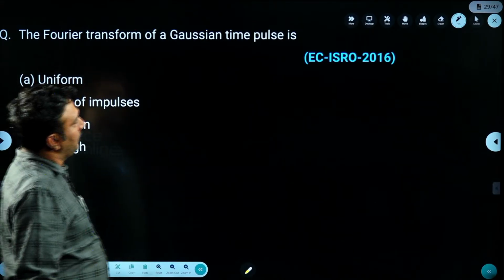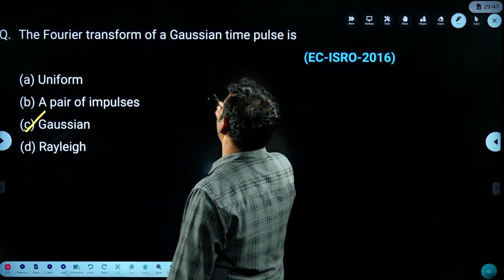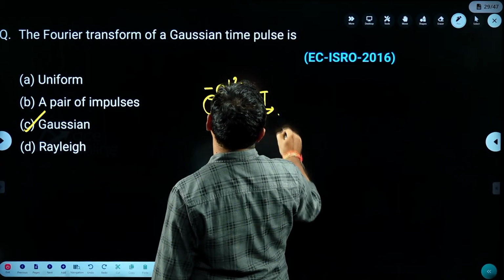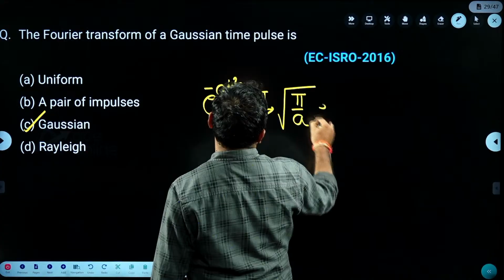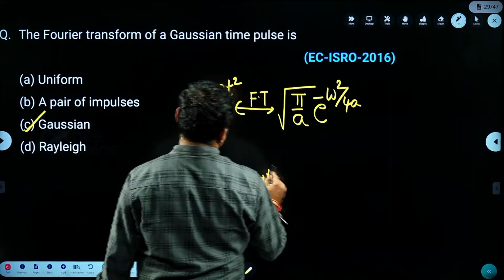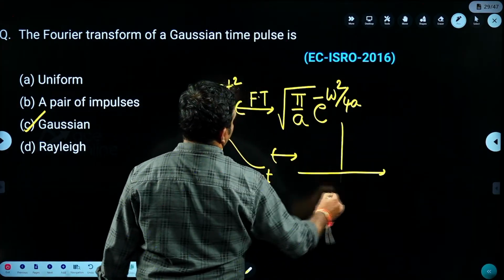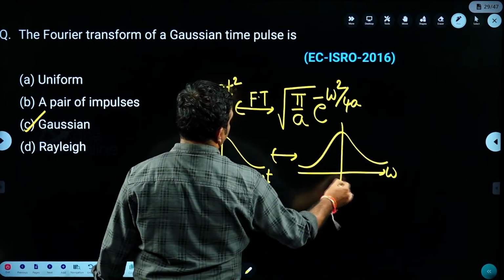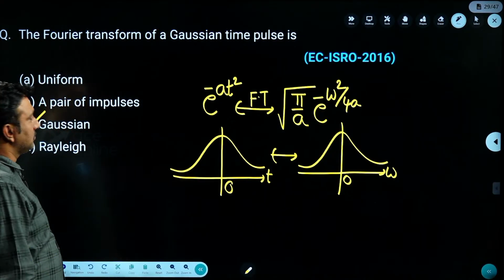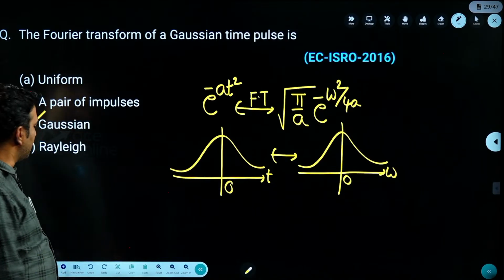The Fourier transform of a Gaussian pulse is again Gaussian, a standard relation. When you take e power minus a t square form, the answer is root pi by a, e power minus omega square by 4a. When you take a Gaussian function in the time domain, in the frequency domain also we again get a Gaussian spectrum. Fourier transform of Gaussian means again it is Gaussian.